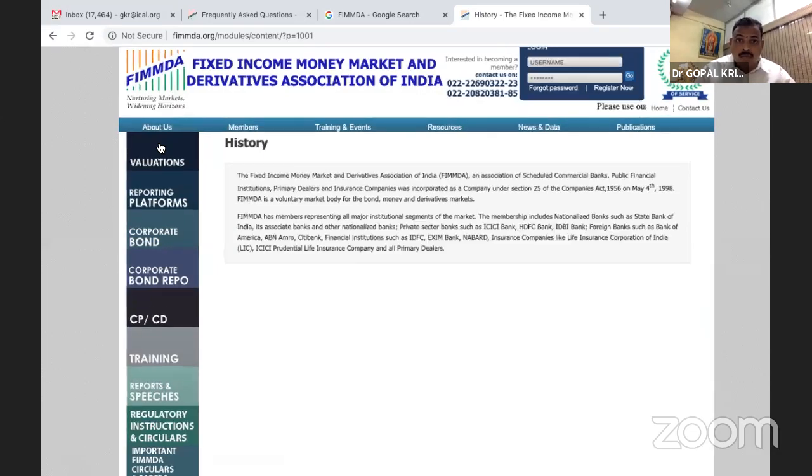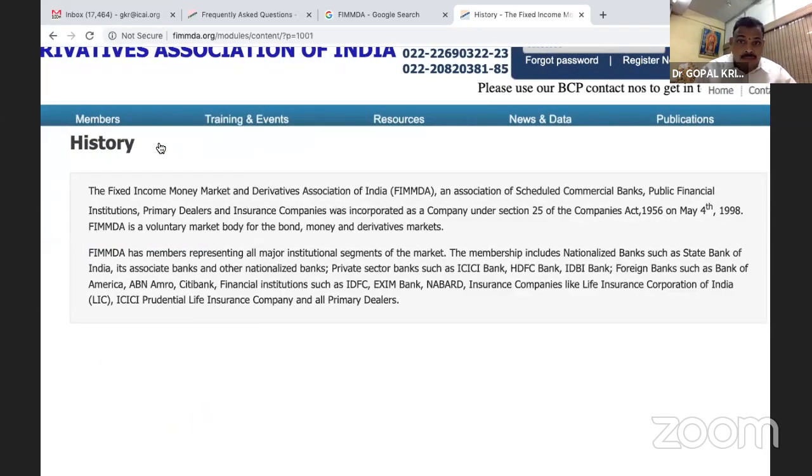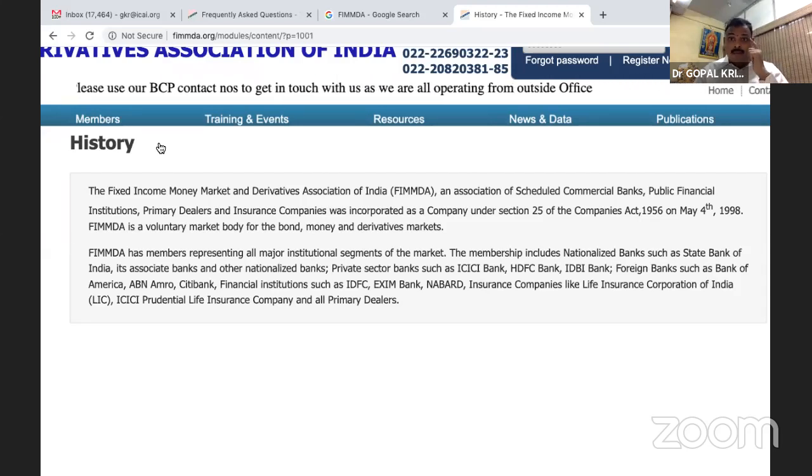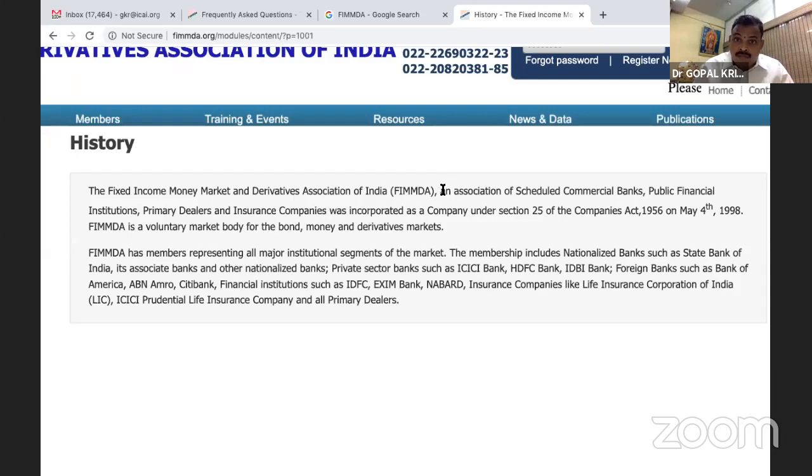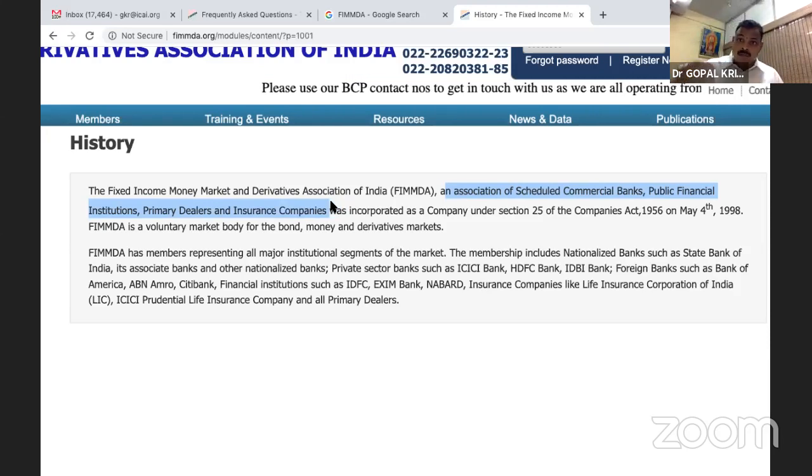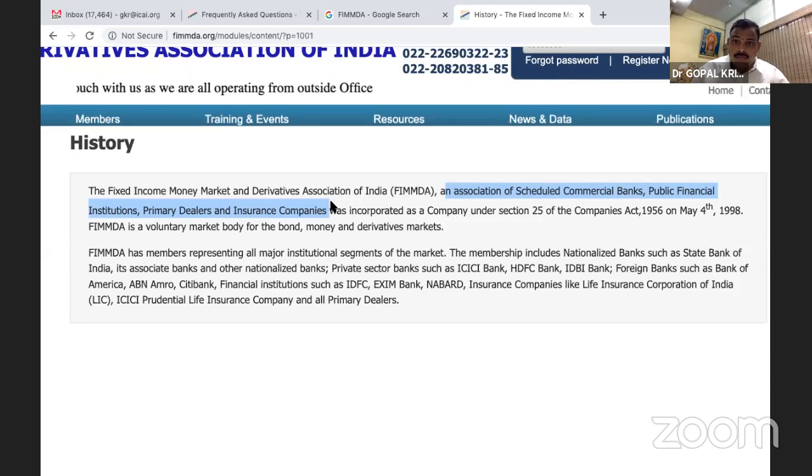This is about FIMDA. This is a Section 25 company. They were incorporated on 4th of May 1998. It is actually a voluntary body, but today they are a tier 2 regulator. You have a tier 1 regulator, RBI. Below that you have a tier 2 regulator, which is FIMDA, Fixed Income Money Market Derivatives Association of India. It is an association of scheduled commercial banks, public financial institutions, primary dealers, insurance companies. Everybody is a member here. So all banks are members of this: foreign banks, private sector banks, cooperative banks, insurance companies, public financial institutions. Everybody is a shareholder here.